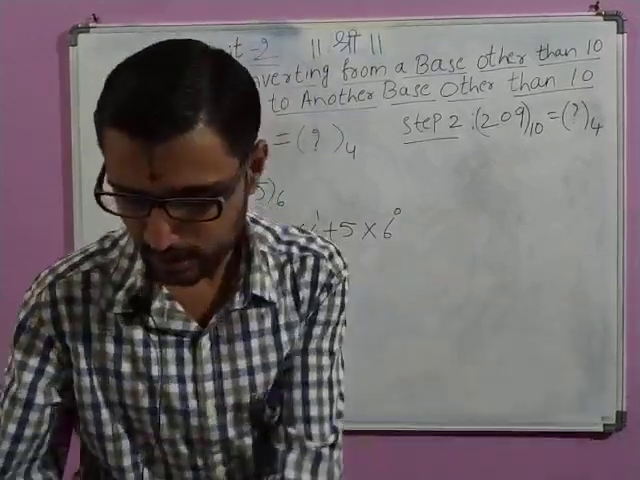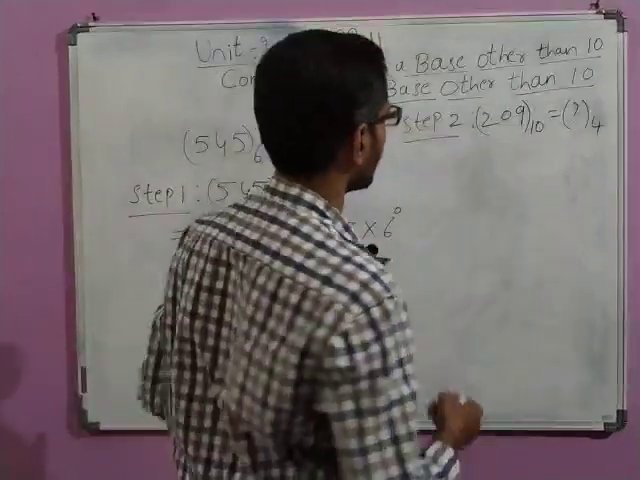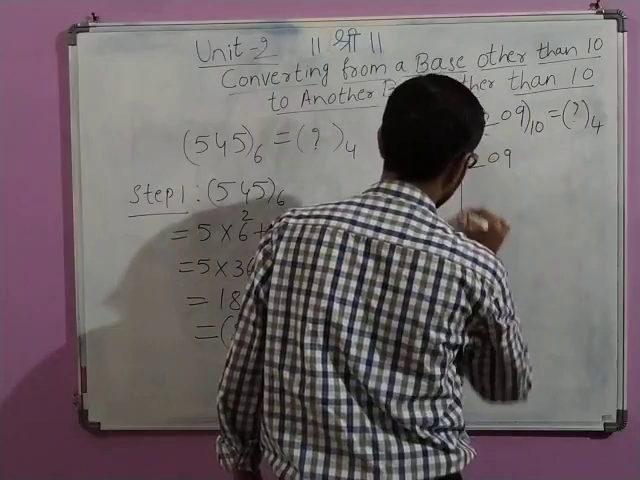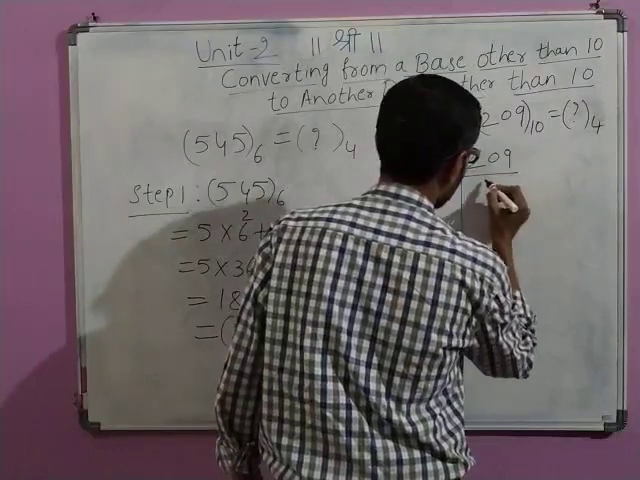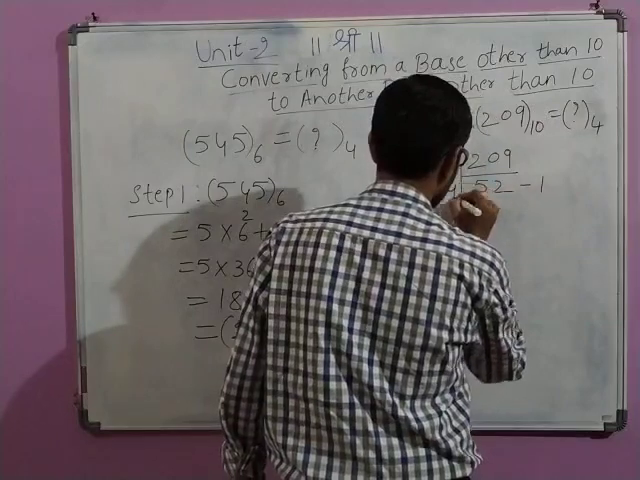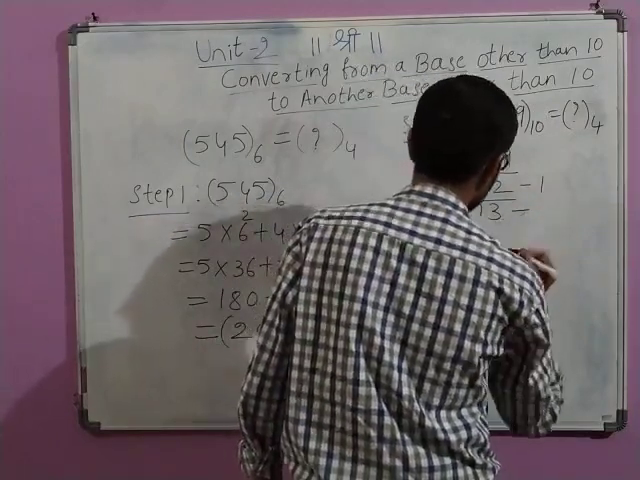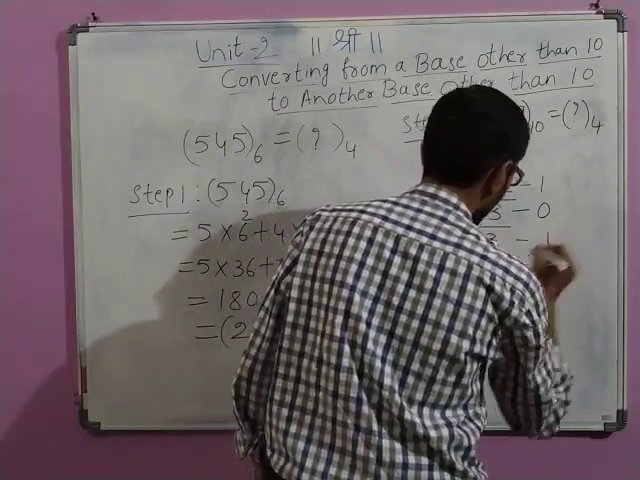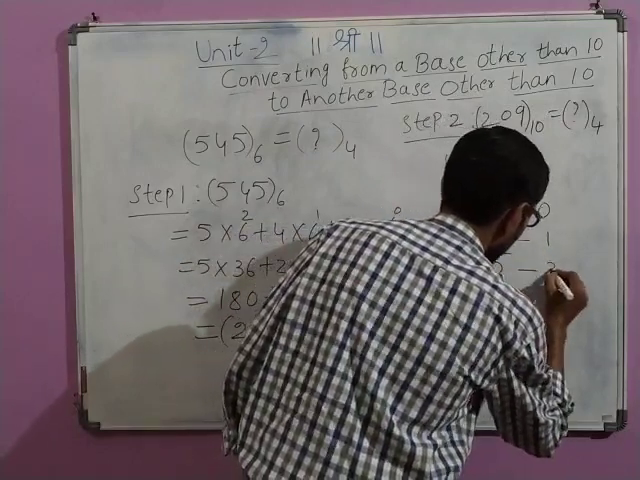So let us take this intermediate result. What was the intermediate result? We got the intermediate result as 209. So take this 209 and divide it by the new base. What is the required base here? 4. So 4 5s are 20. So 4 2s are 8. Remainder is 1. So now 4 1s are 4. Remainder is 1. 4 3s are 12. So remainder is 0. Next 4 3s are 12. Remainder is 1. Now the division is not possible. So 0 and remainder is 3.